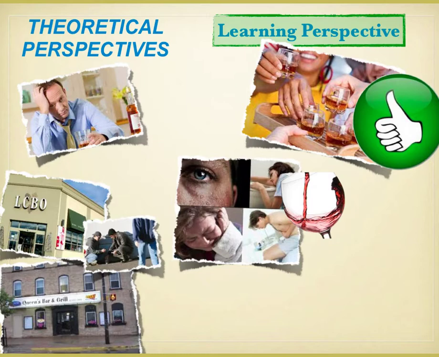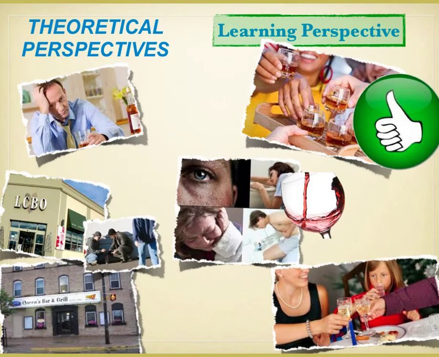And then lastly, the learning perspective includes observational learning. With families with adult drinkers, we see that kids will mimic or see this as being acceptable behavior and may start drinking at an earlier stage, perhaps.